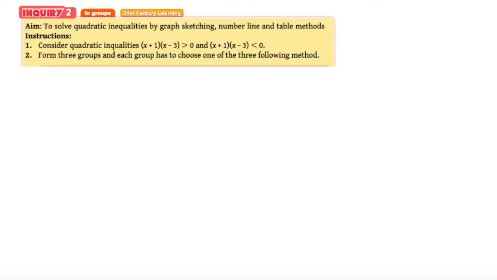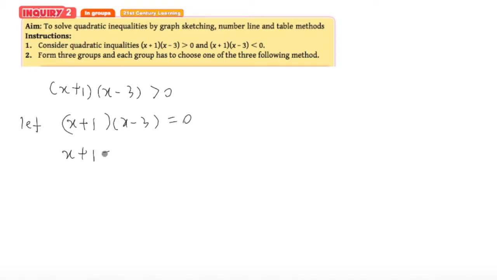Okay, consider the inequality like this. There are two questions. Number one is like this, more than 0. So normally I will let the whole thing equal to 0. Please write LET. Then x plus 1 equals to 0, x minus 3 equals to 0. You will get x equals to negative 1, x equals to 3.